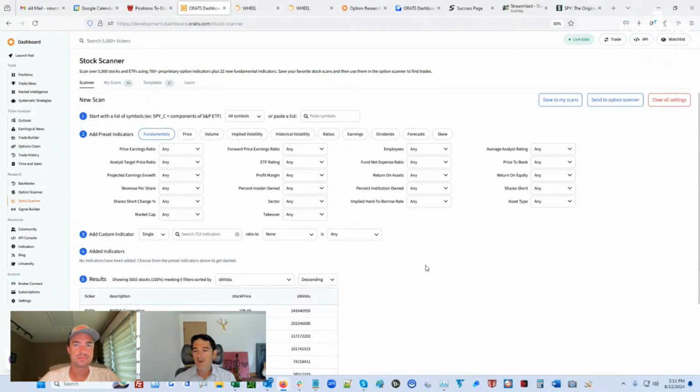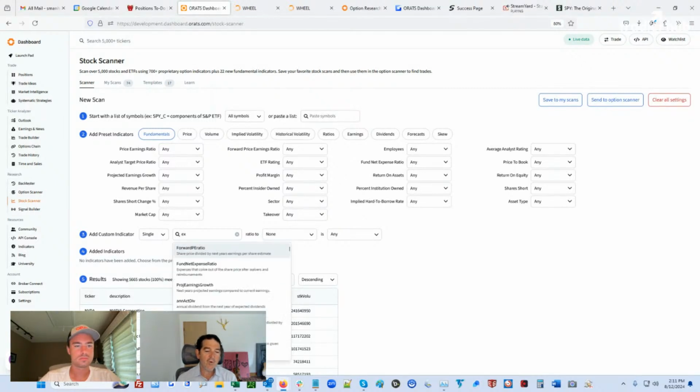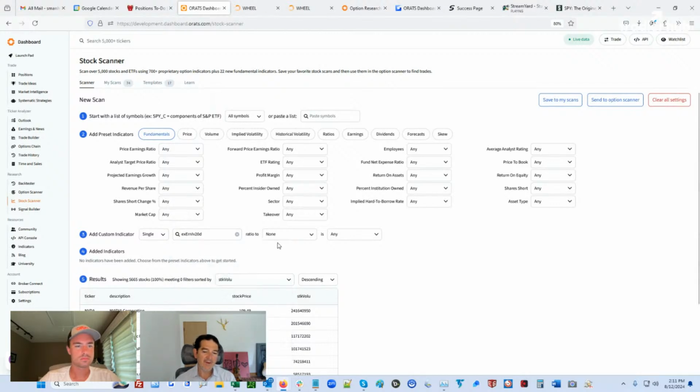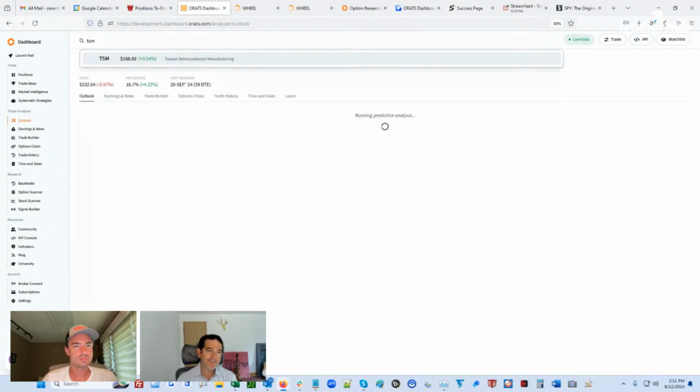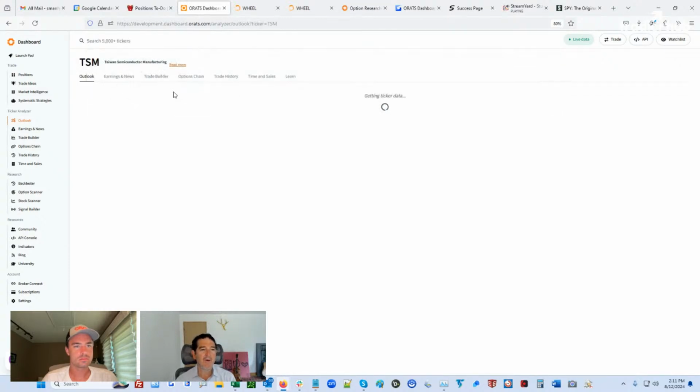Yep. So let's design something. Let's use implied volatility, right? We'll use X earnings implied volatility. We'll use 20 days. And we'll do the ratio to the best ETF underscore, right? So for example, let's just go back to the Outlook. Let's look at TSM, Taiwan Semiconductor.